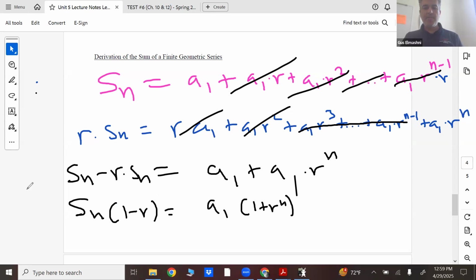Shouldn't it be A1 minus A1 R to the n? Oh, plus. Oh, you're right. Thank you, Sean. I know I can count on you to correct me there. Yes, correct. That should be minus because we're subtracting these two from each other, right? Thank you for seeing that. And then finally, when I isolate S sub n, what do I get?